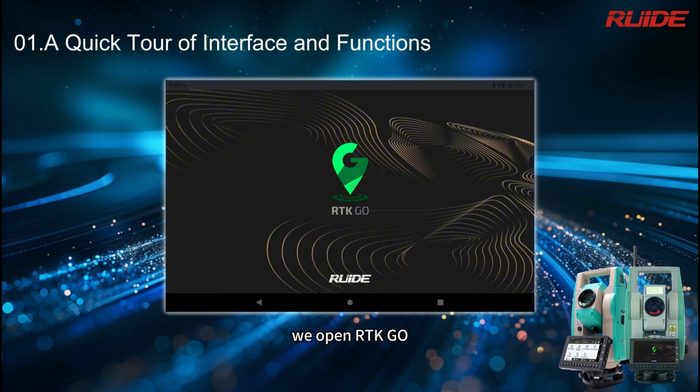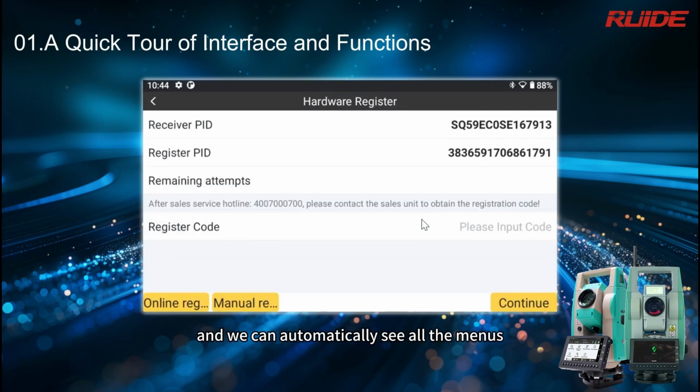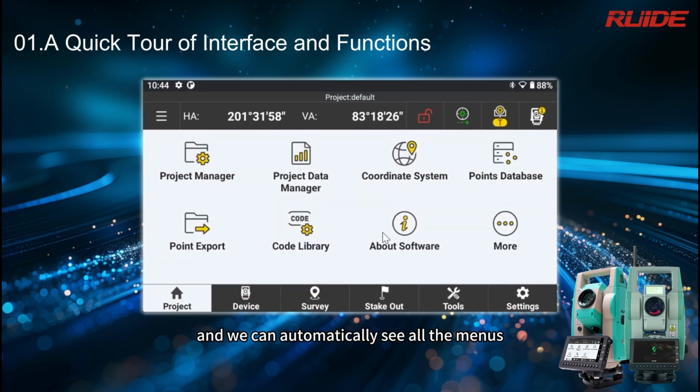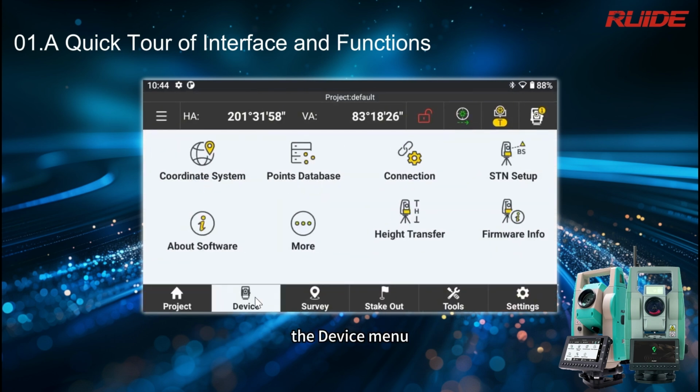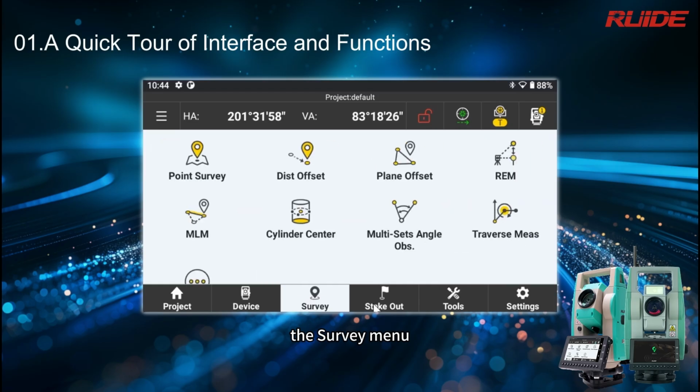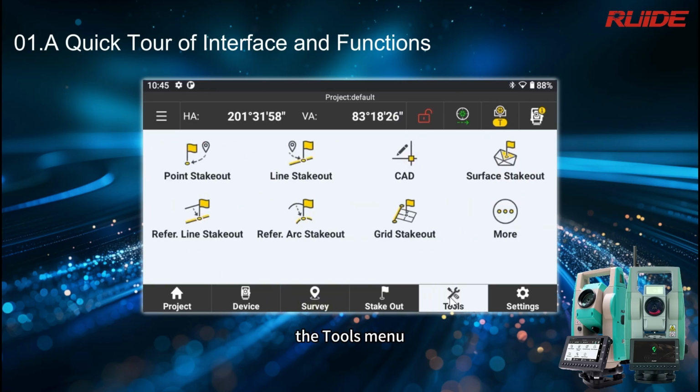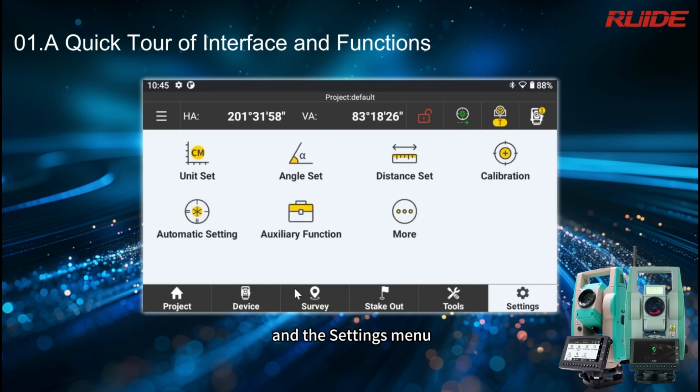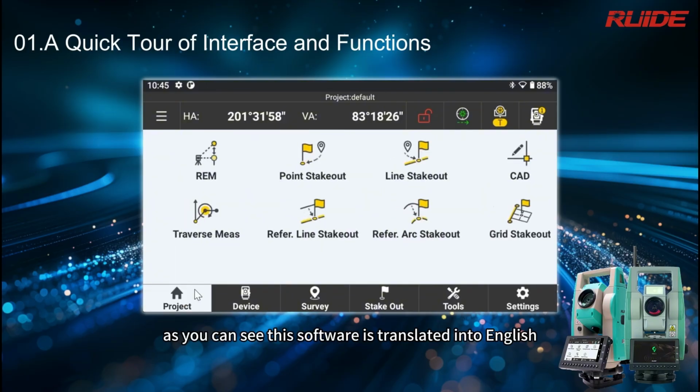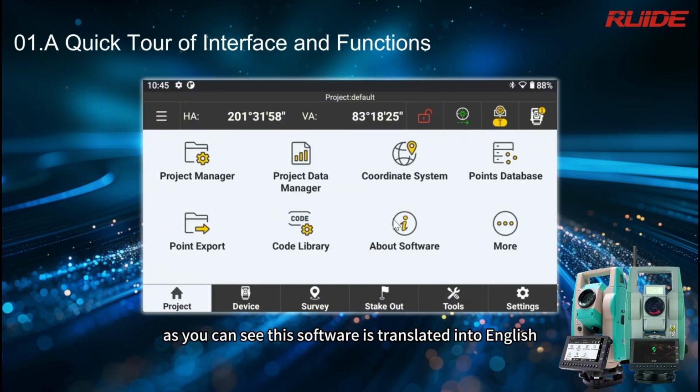We open RTK-GO, and we can automatically see all the menus, such as the project menu, the device menu, the survey menu, the stakeout menu, the tools menu, and the settings menu. As you can see, this software is translated into English. At the top, we see the name of the project, which in this case is one called Default.